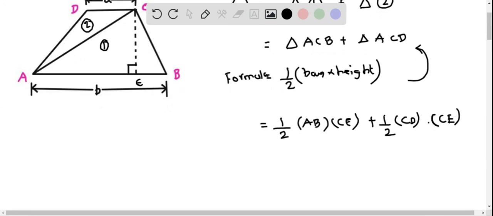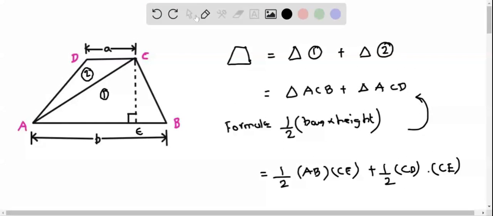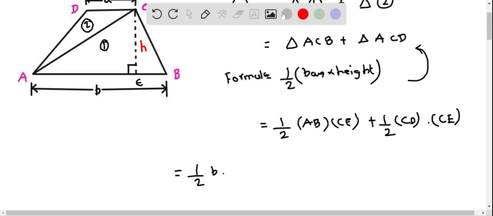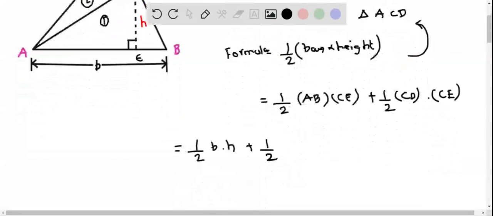So now let's substitute the values that we know. I put half for AB, I put B, and for CE, we know that it is given as H, so CE is the height of the triangle. So we can represent H over here, plus half of CD, which is A, and CE is H. So this is A times H. This is basically half BH, if you write it in short form, and this is half AH.